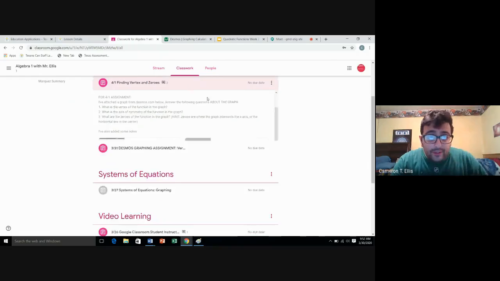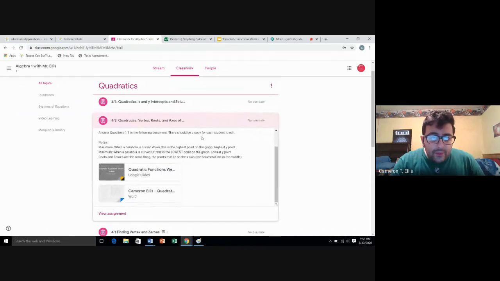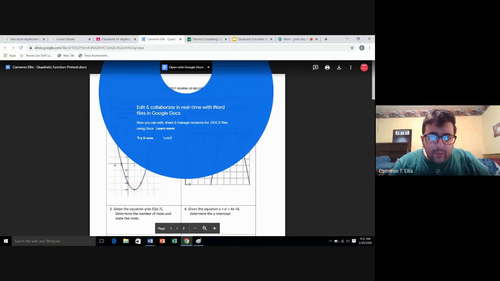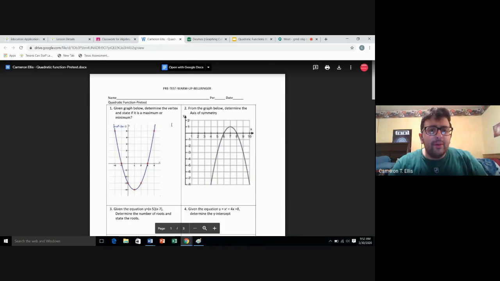Okay, not too hard. Okay, 4-2. Answer questions 1 through 3 in the following document. Okay. Given the graph below, determine the vertex and state if it's a maximum or minimum. Well, is it curved up or down?